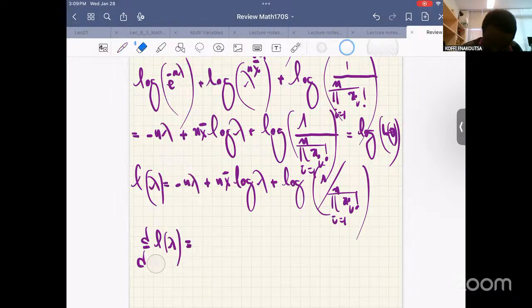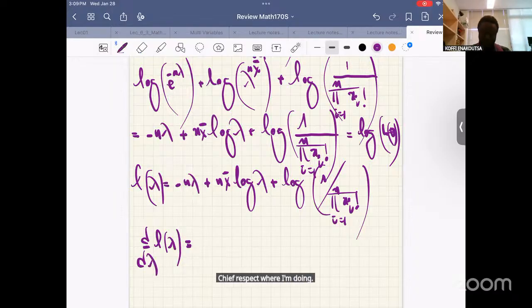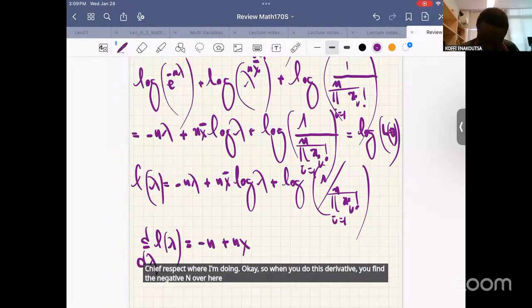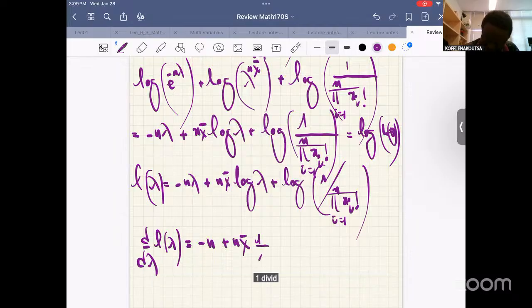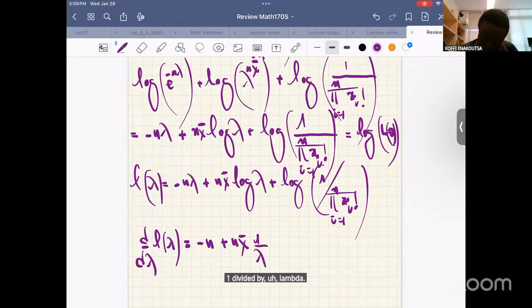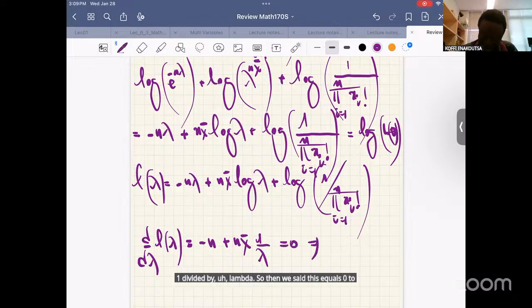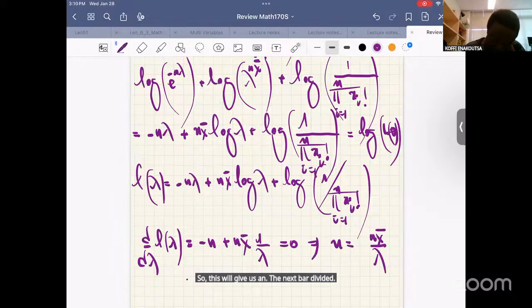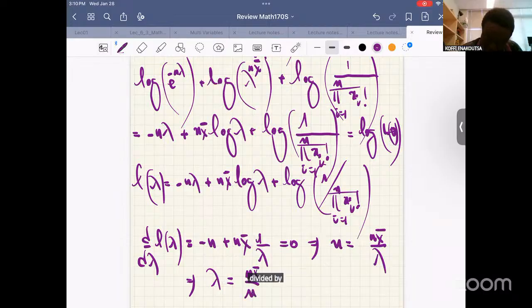So it's with respect to lambda. When you do this derivative, you find the negative n over here plus nx bar divided by lambda, plus nothing. Then we set this equal to 0 to find the critical points. So this will give us n equals nx bar divided by lambda. And so the lambda that we get will be nx bar divided by n, which gives us x bar. So the hat lambda is x bar.